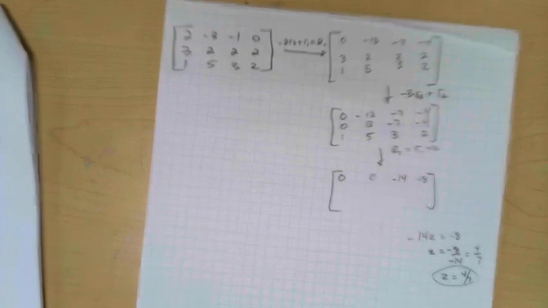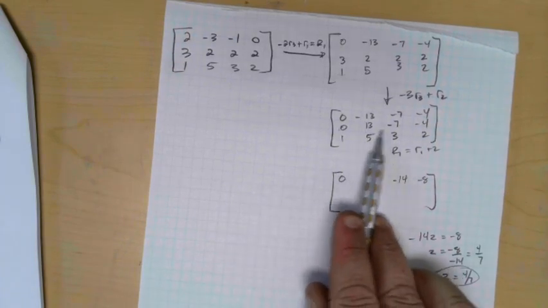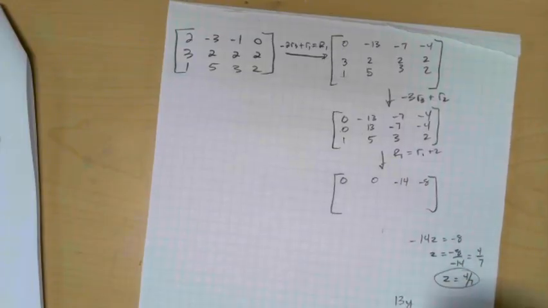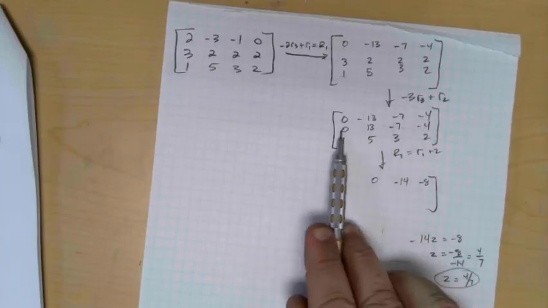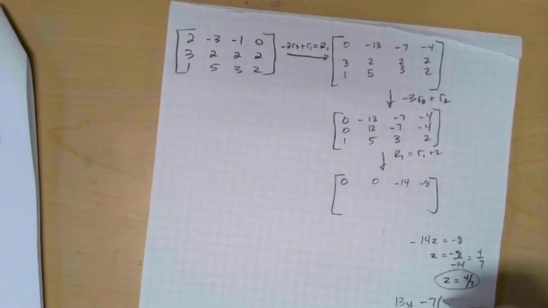Now, if it's me, I'm just going to step back here and I'm going to pick something like this second row. No x's, 13y minus 7z, and z is 4/7 equals -4. Okay, I'm just going to add 7 times 4/7, whatever that is, to each side.